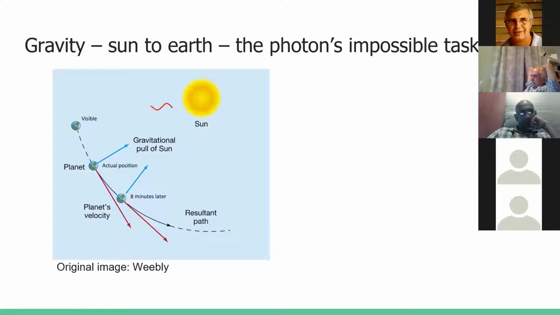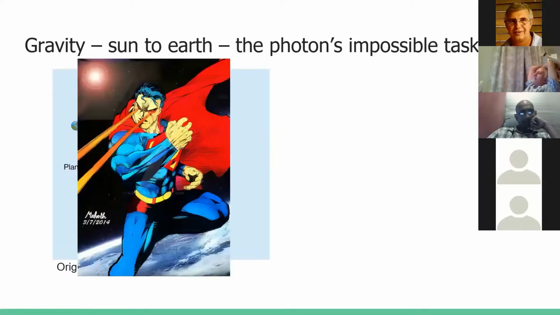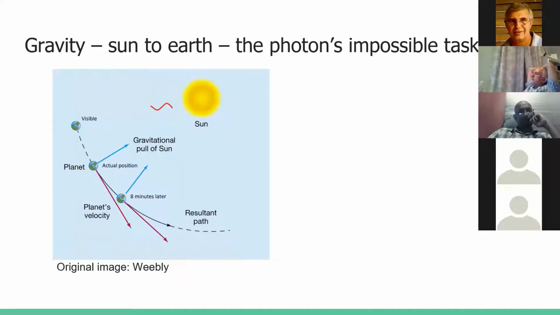It's maybe similar to saying we see because we project from our eyes. It borders on ridiculous. Yet Newton got it right. Newton's equation predicts exactly where the mass is.